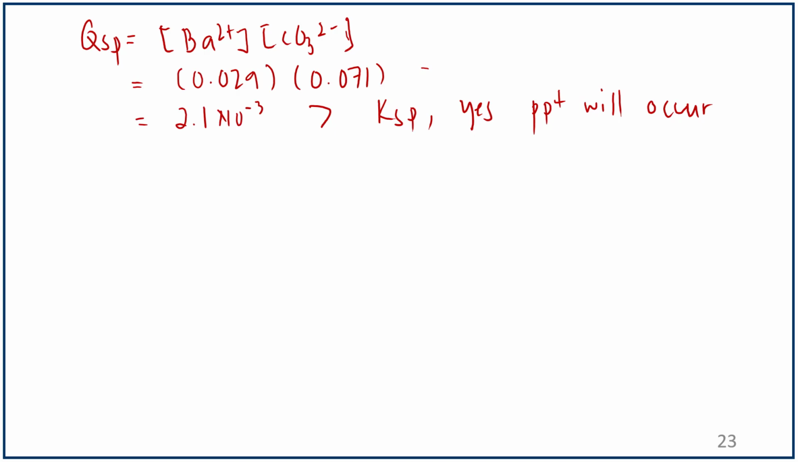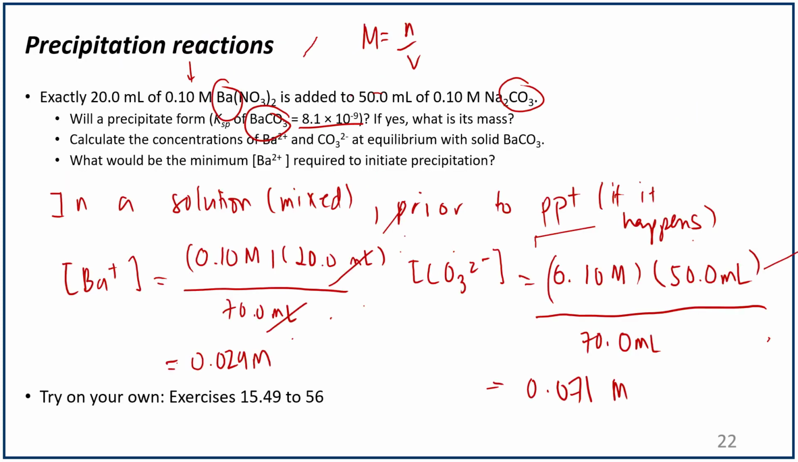If that happens, the next thing you want to know is how much of that precipitate will be produced. So you just need to write an ICF table. Or if you don't want to write an ICF table, you can also do limiting reagents. The net ionic equation for the formation of barium carbonate is as follows, and we have the following number of moles.